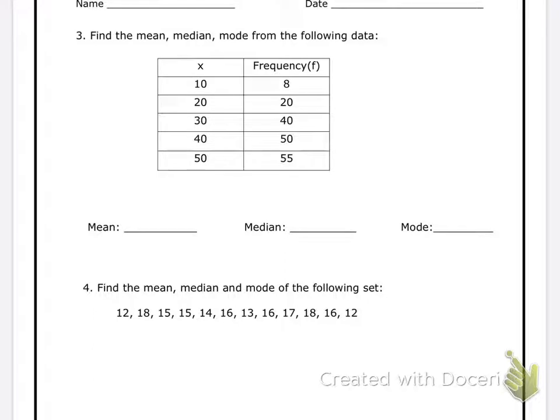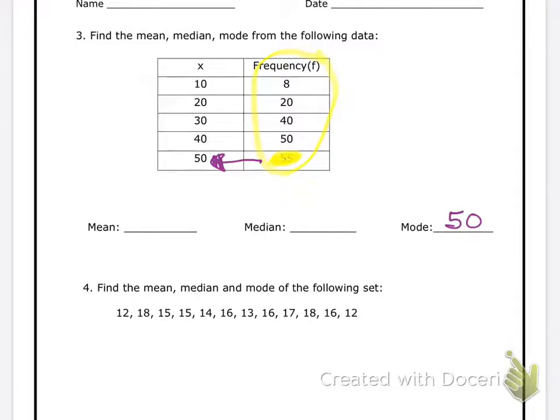Honestly, I think it's a little bit faster if I just type it in the calculator. So that's what I'm going to do. But mode, you cannot use the calculator, so let's do that. Mode is the one that occurs the most. Look at your frequency column. What number is the biggest? 8, 20, 40, 50, 55. 55 is the biggest number, which means the number that occurred the most is the one across from it, 50. Okay? The other two I'm going to get off the calculator.